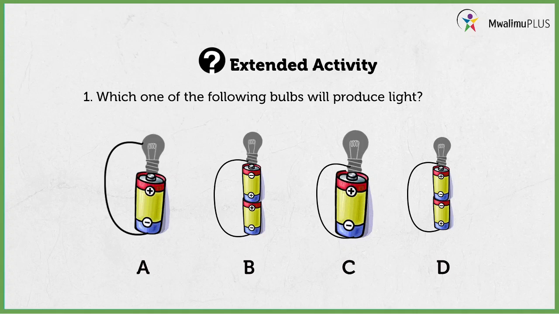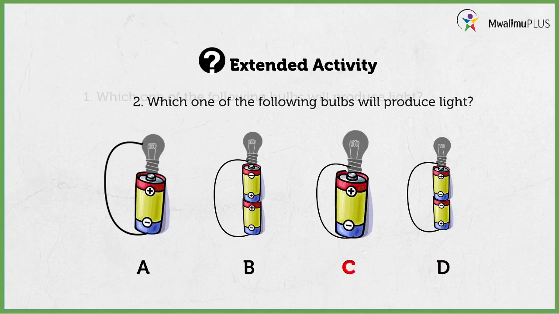If we look at choice A, the diagram is poorly connected. Like you see, the wire from the negative terminal is connected on the glass. So that bulb will not produce light. If you look at choice B, the positive terminal and the positive terminal are connected together. Therefore, that bulb will not produce light. And I hope you can remember that well because we talked about it at length.